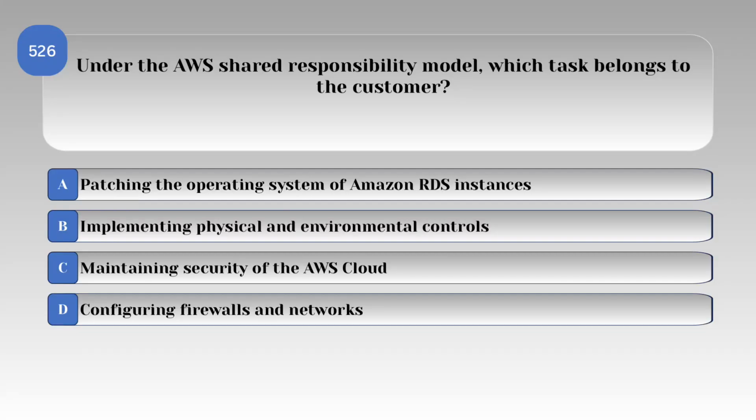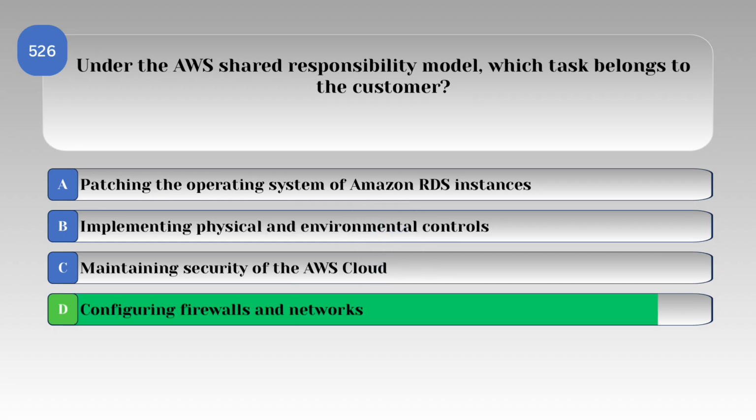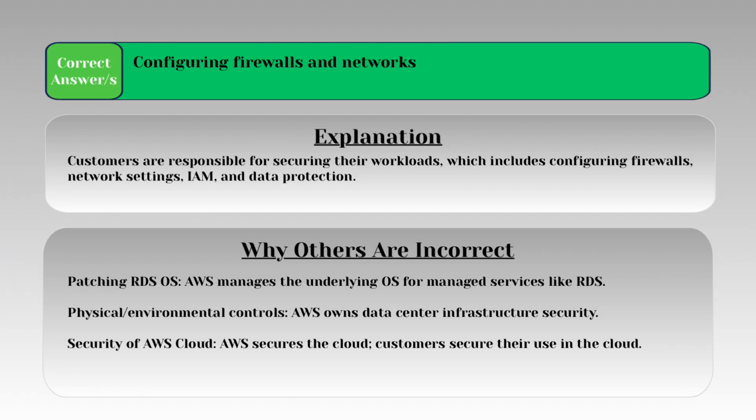Under the AWS shared responsibility model, which task belongs to the customer? Correct answer, configuring firewalls and networks. Explanation, customers are responsible for securing their workloads, which includes configuring firewalls, network settings, IAM, and data protection.